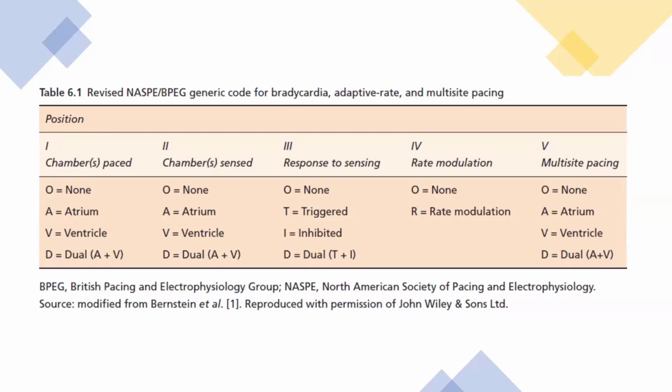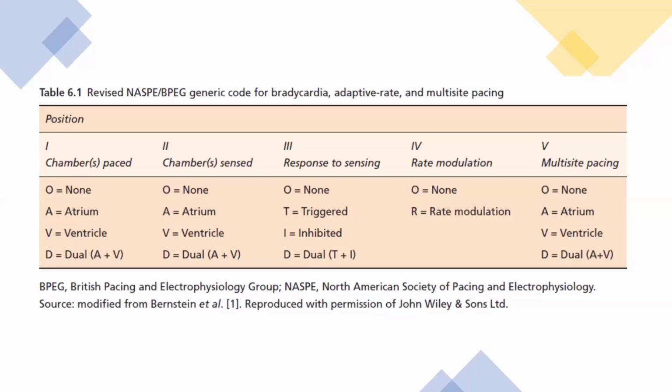The tricky third letter is used for describing the response to sensing. If it's I, like in VVI, it means that when the pacemaker senses an intrinsic electrical activity or a native QRS complex, it will be inhibited. It will inhibit the action of the pacemaker. If it's T, T means triggered. If the pacemaker senses something, it will trigger action or pacing in the pacemaker. If I have D, it means it does both things.